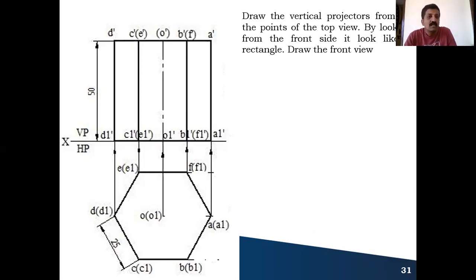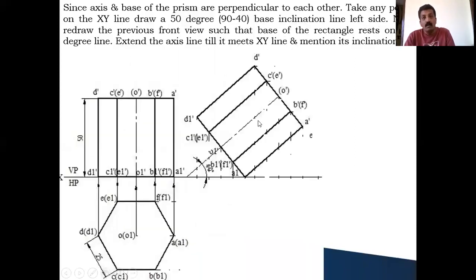Okay, so after this, coming to the second position, he says the axis is inclined at 40 degrees to HP. So many examples we have discussed. The base and the axis, they are mutually perpendicular to each other. That's why, if the axis is inclined at 40 degrees, what about the base? The base should be 90 minus 40.